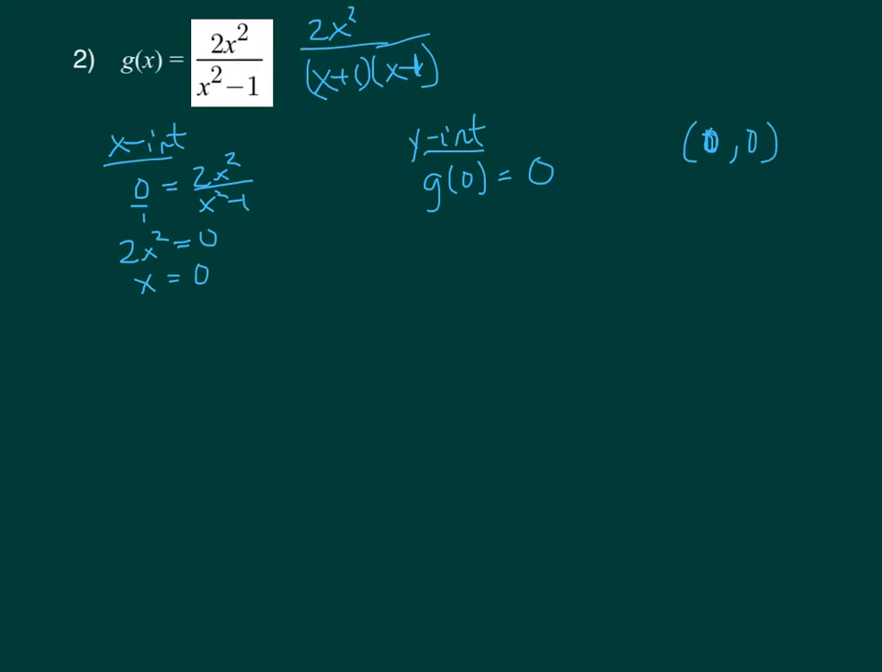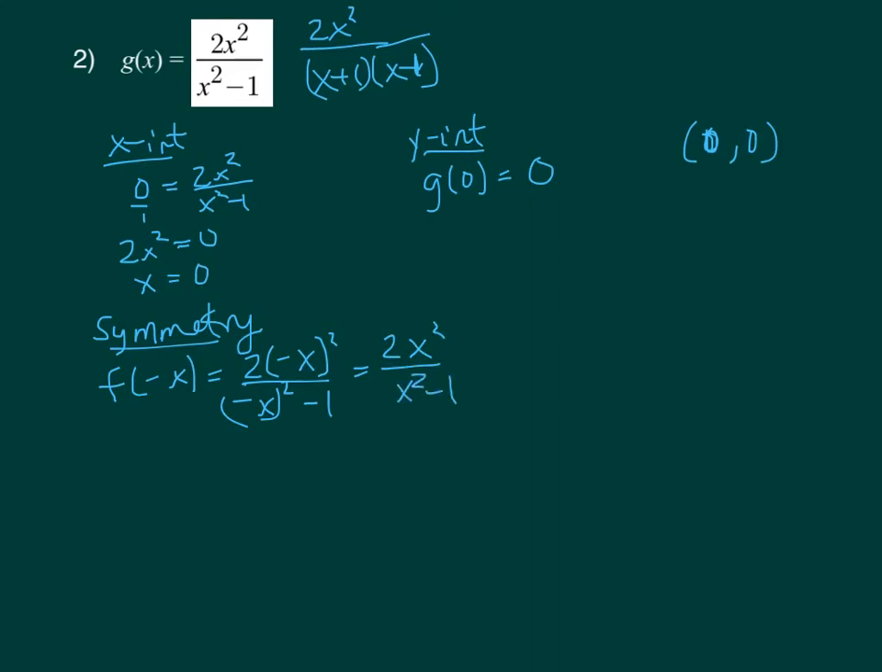All right, the next thing we're looking for is if it's even, odd, or neither. So we're going to check our symmetry. f of negative x equals 2 times negative x squared over negative x squared minus 1. Well, if you notice, both of those are going to stay the same. So that tells us we have an even function, and so we have symmetry to the y-axis. Okay, so that is going to give us a good hint about what this is going to look like as I graph it.